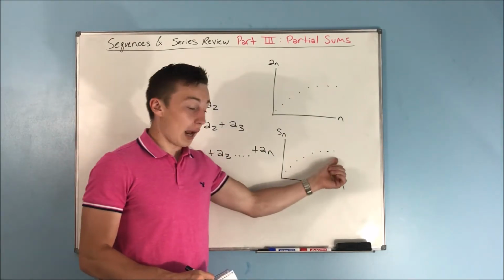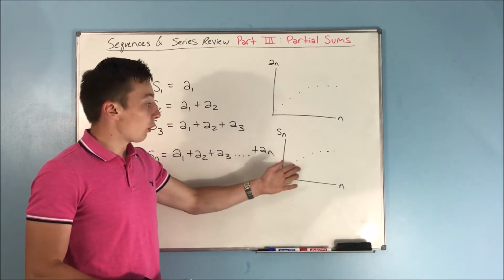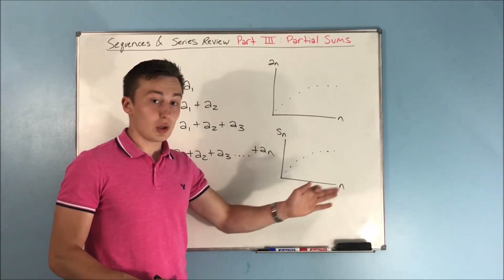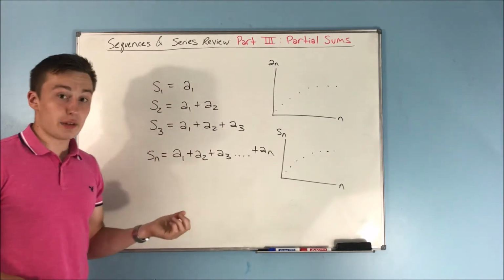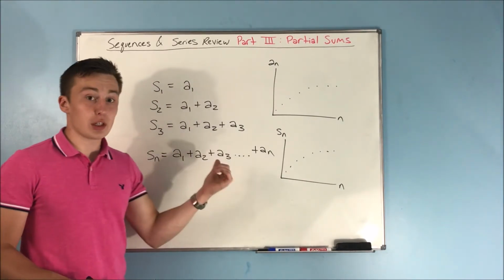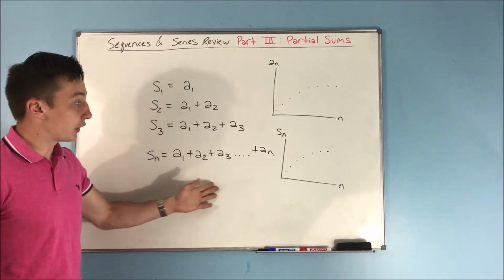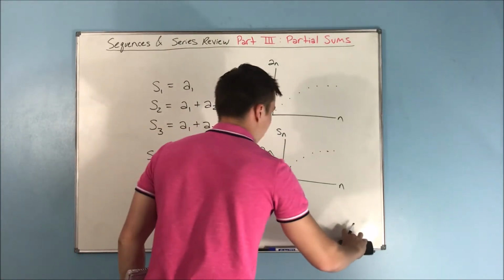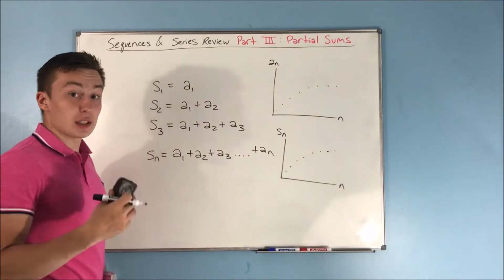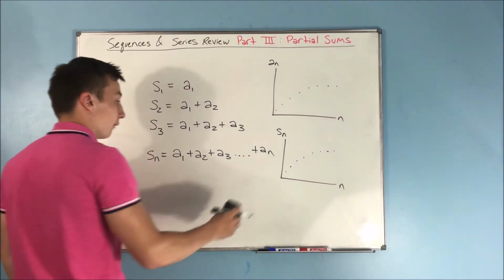This is not the graph of your individual terms, okay? It's the graph of the partial sum. So all these terms added together. So it's telling you where your sum is going. So if we take the limit as n approaches infinity of S sub n, now we can tell whether this series that we're going to be dealing with is going to be convergent or divergent.